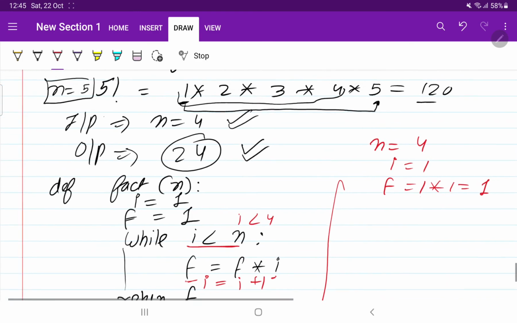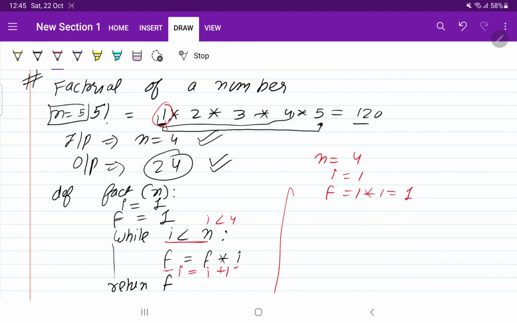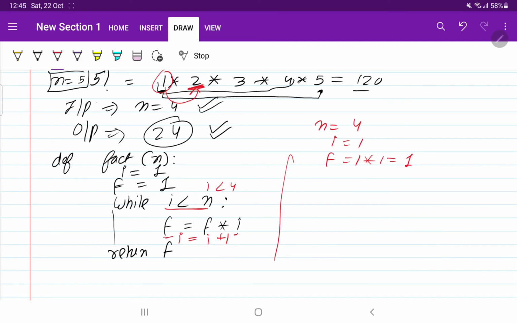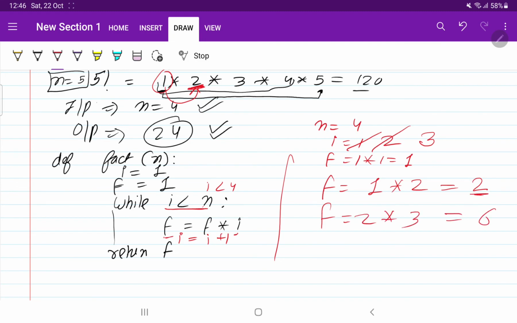I told you, first of all we will multiply by 1, then we will move to the next element. To move to the next element, we have taken the help of this i. So i will be i plus 1. Now i has become 2. Now again f will be equal to 1 into 2. So what is the value in f now? 2. Again i is increased by 1, so the i value will become 3 now. We will check the condition: is 3 less than 4? Yes. Now f will be 2 into 3, so the f value will become 6 now.